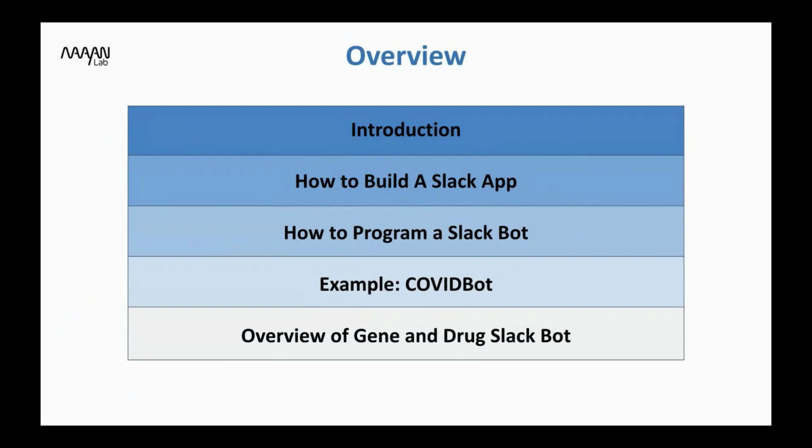So here's a brief outline of today's presentation. First, I'll be giving some background on Slack and then go over how to build a Slack app and how to program a Slack bot. And then after that, I'll show you a sample bot that you can make as well that gives information about COVID-19. And at the end, I'll briefly go over the project that I've been working on, which is the Gene and Drug Slack bot.